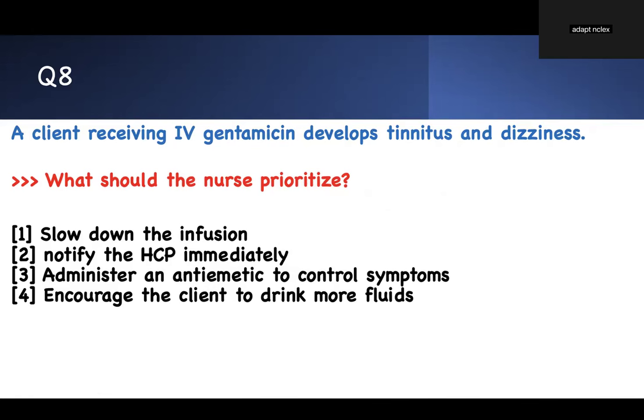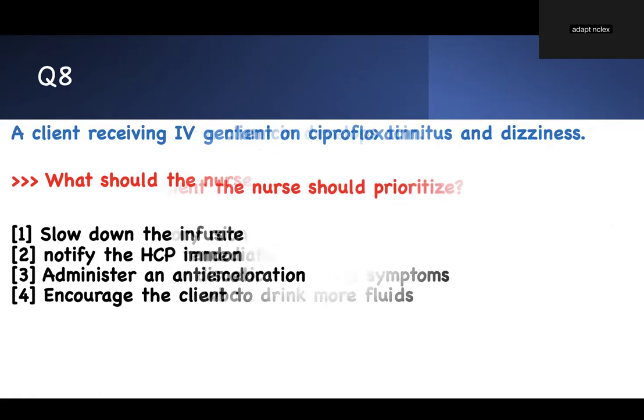You slow down the infusion, it's still going. Notify the healthcare provider, most likely something bad is happening. And before you notify them, you most likely will stop the medication. I did not put there "stop it" because I want you to think. Notifying the healthcare provider, at least somebody else knows about it. If you slow down, that means the whole thing is ignored. So 2 is better than 1. 2 is your right answer.